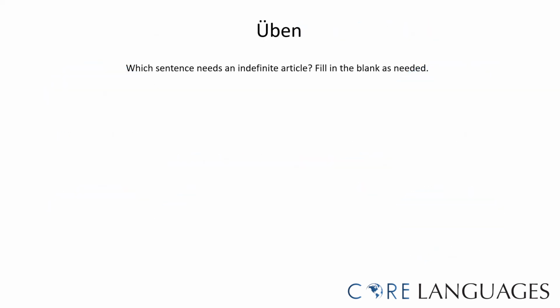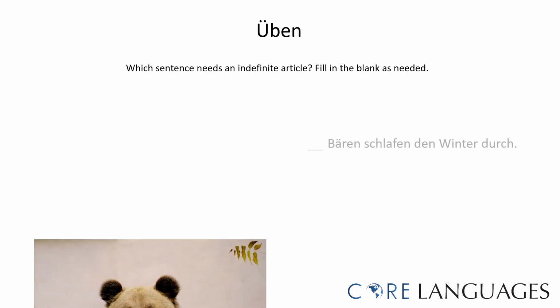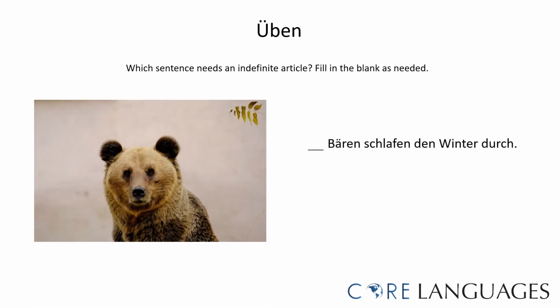Let's practice. Üben. Look at the following two sentences and try to determine which sentence needs the indefinite article. Bären schlafen den Winter durch. Bears sleep through the winter. This is a plural noun, so we don't need an article. Bären schlafen den Winter durch.